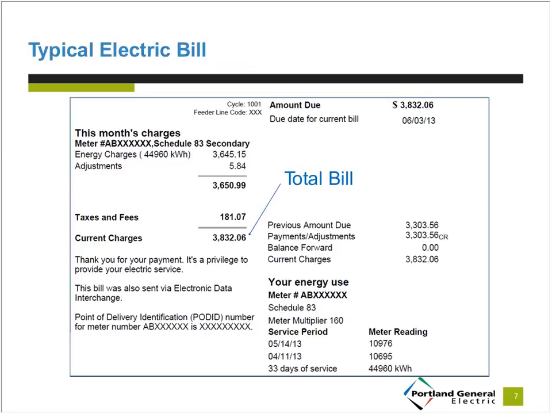Probably one of the easiest things you can look at to gather information is your electrical bill. What we're looking at right now is the front page of a typical electrical bill. Right here you can look at what the current charges are. I'm sure you're all familiar with this, and this is essentially what you have to pay. This is what you have to write a check for. But we're going to go into a little more detail so you can get a better understanding about what's on the bill and what charges are there.